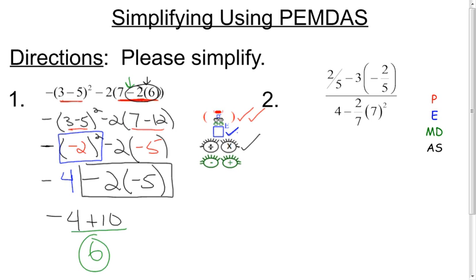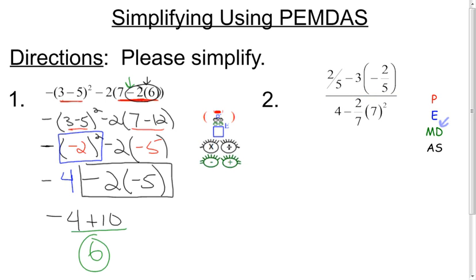Okay, so now looking at this next problem, we see that we've got 2/5 minus 3 times negative 2/5, all over 4 minus 2/7 times 7 squared. Well, this is kind of tricky and challenging, and I've done that on purpose. If you notice here, I've got a numerator and a denominator. Well, the operation that separates a numerator and denominator is division.